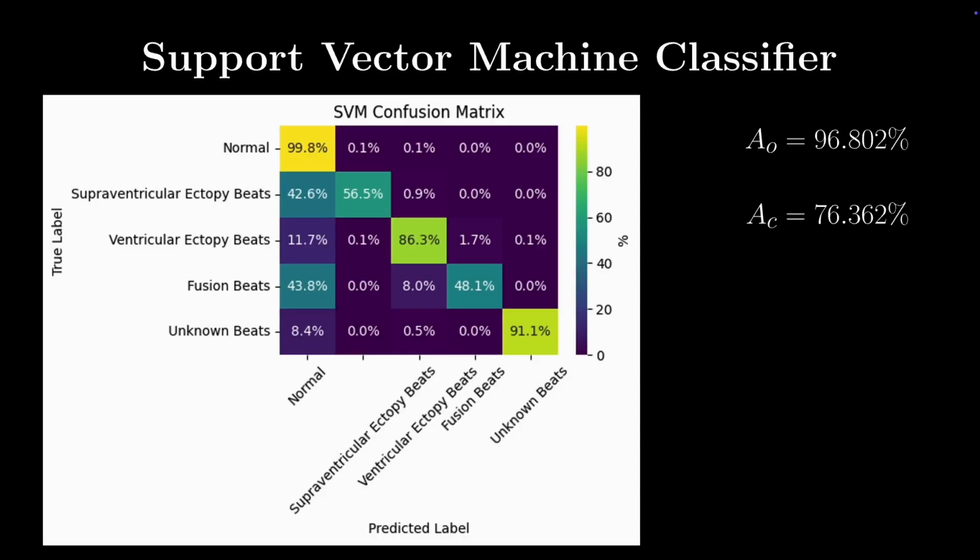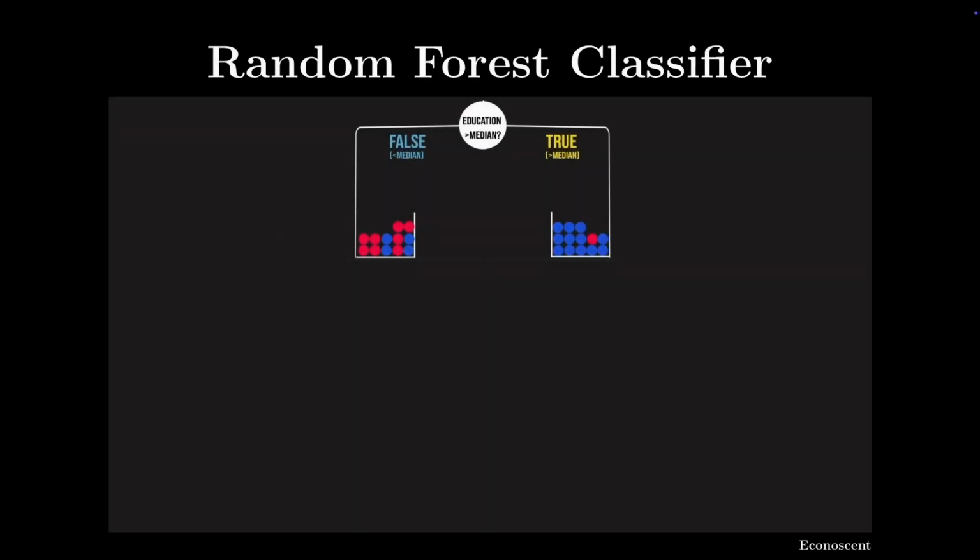We find that the support vector machine gives an overall accuracy of 96.802% and a per-class accuracy of 76.362%. Looking at the confusion matrix, we can see that the model excels at predicting normal and unknown ECGs, but is bad at predicting supraventricular ectopy and fusion ECGs. One way to improve this performance is to add decision-making capabilities to our model using random forests.